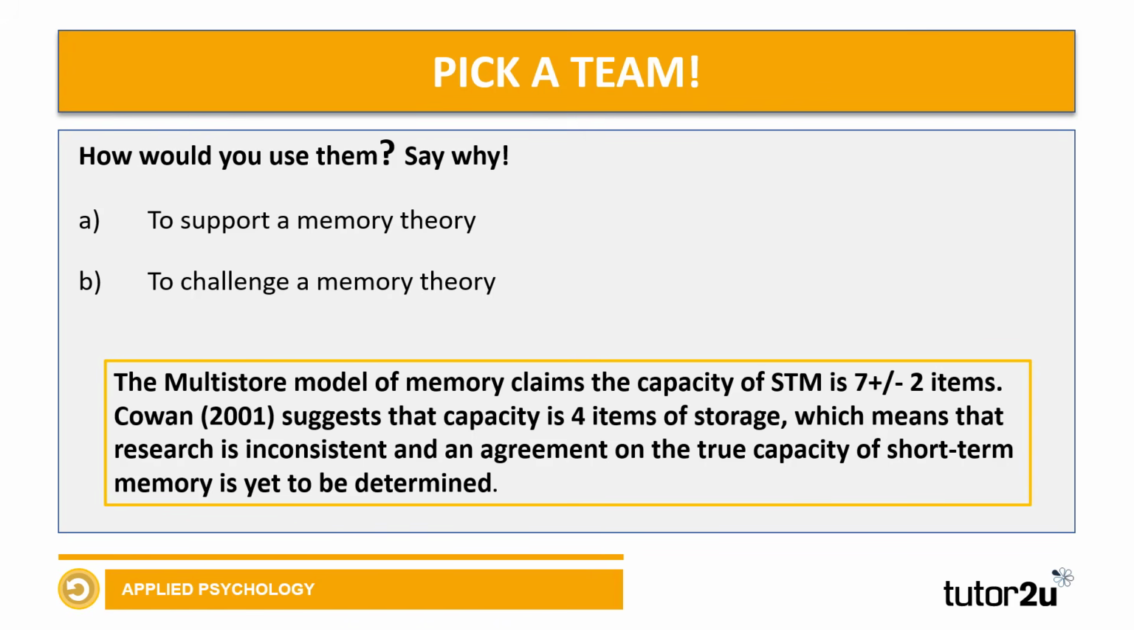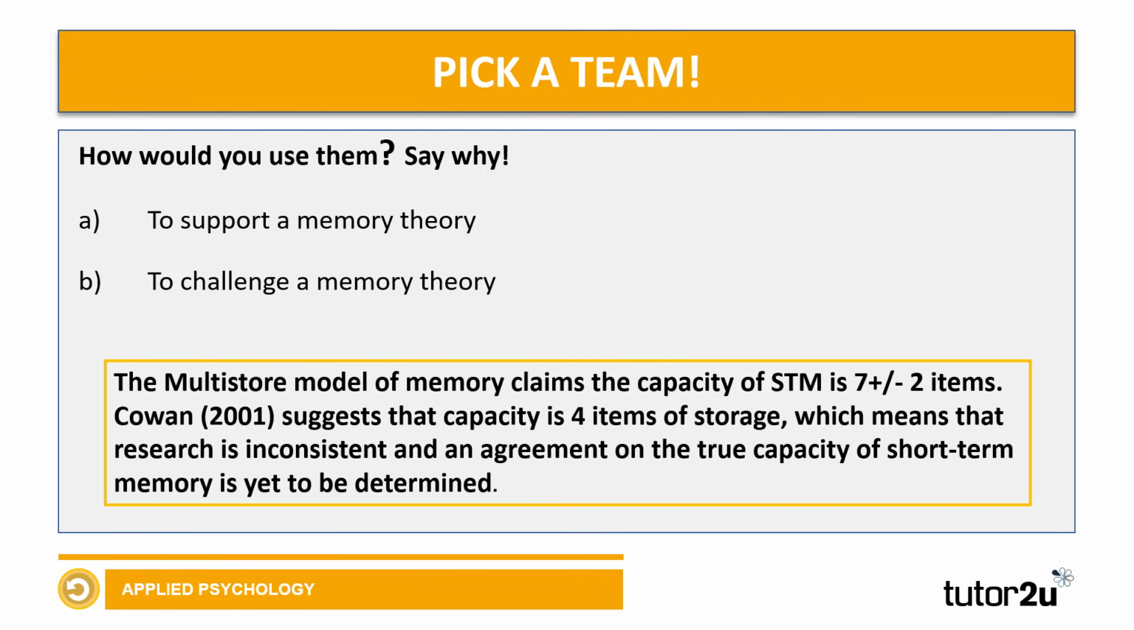So here's our first one. The multi-store model of memory claims the capacity of short-term memory is 7 plus or minus 2 items. Cowan, 2001, suggests that capacity is 4 items of storage, which means that research is inconsistent and an agreement on the true capacity of short-term memory is yet to be determined. Bit waffly, but this is what you've got to do. You've got to be able to present arguments. So that can clearly be used to support or challenge the multi-store model of memory, but which is it?